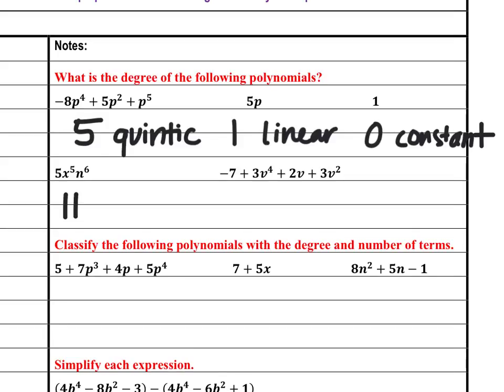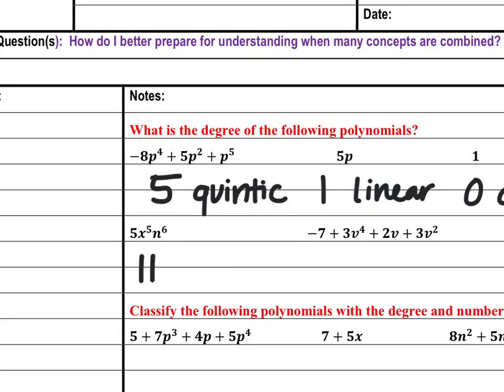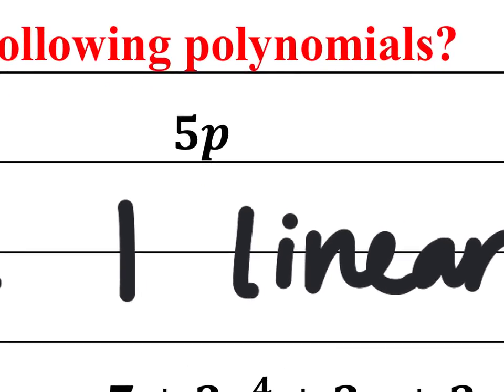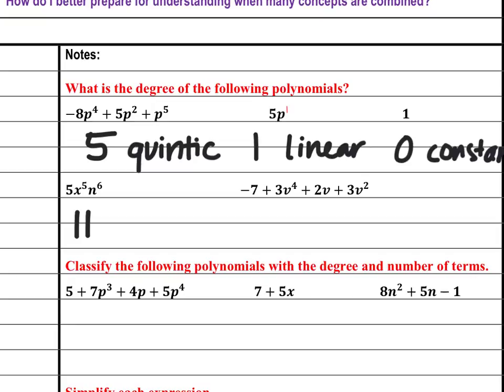Because what we do remember is we add these two because it's a monomial. So we would have done the same thing up here, but we only add the exponents of the variables, remember? So this only has a variable of 1. 5 is not a variable, so you don't add it. But for that one, there's 2 variables. We add them up, we get 11.